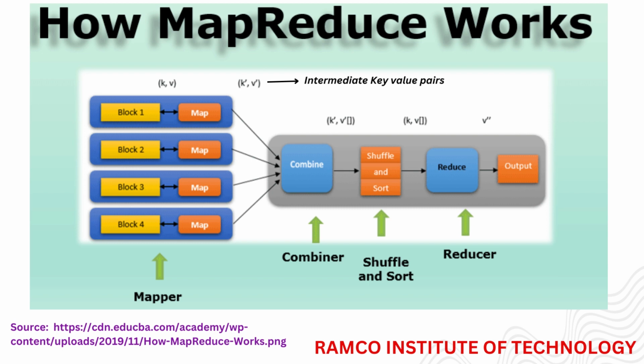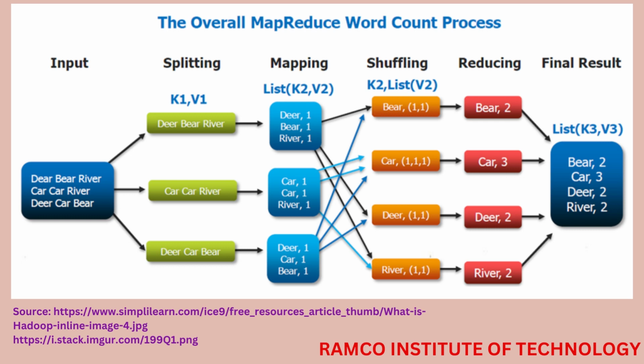So let us see an example of the working of MapReduce. This is a MapReduce example to count the frequency of each word in a given input text. Here we have three different input texts. One is deer, beer, river, the second is car, car, river, and the third one is deer, car, beer. These three input texts get split up into three keys and values.